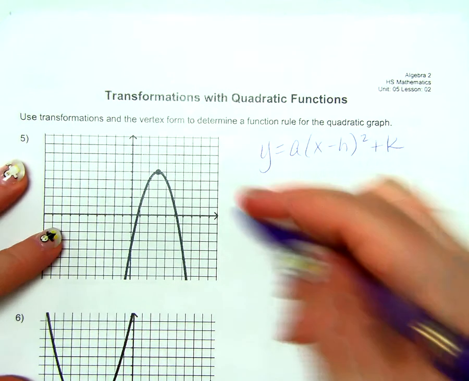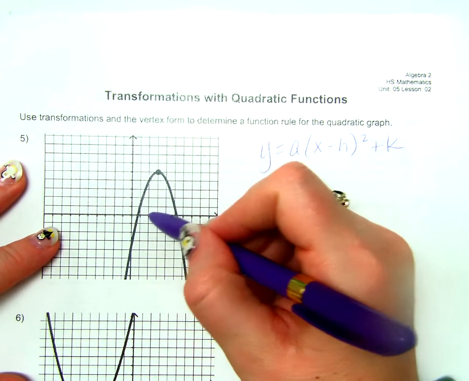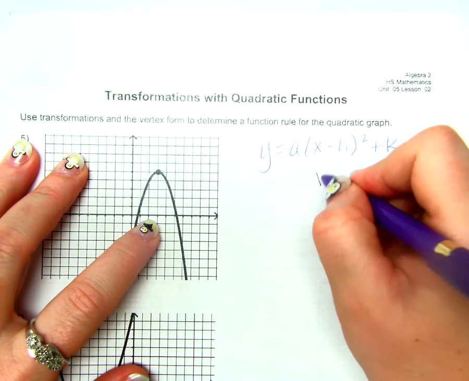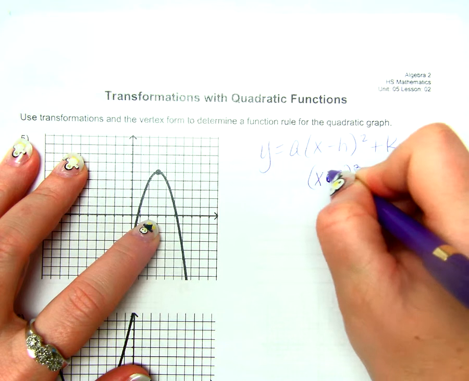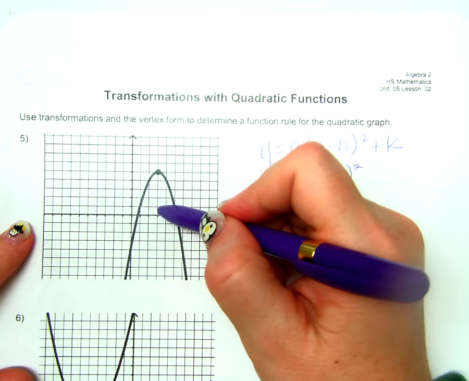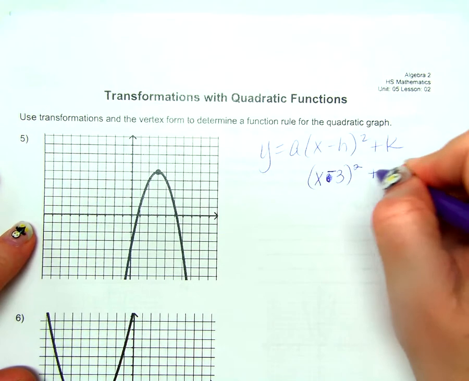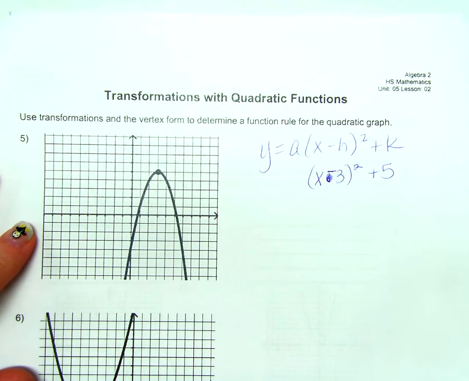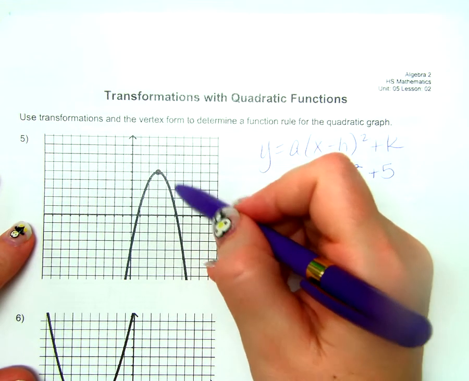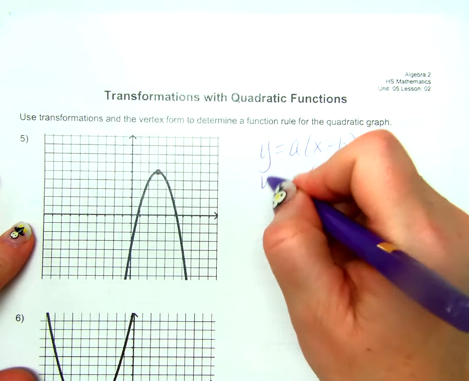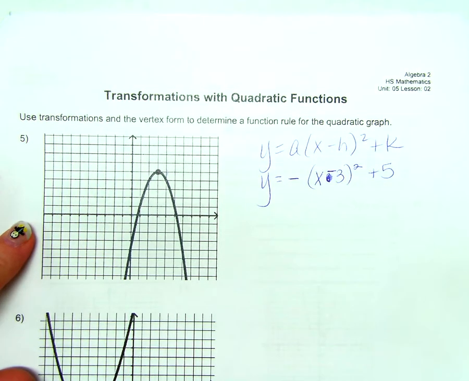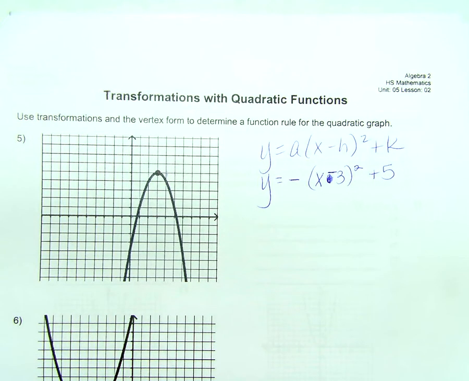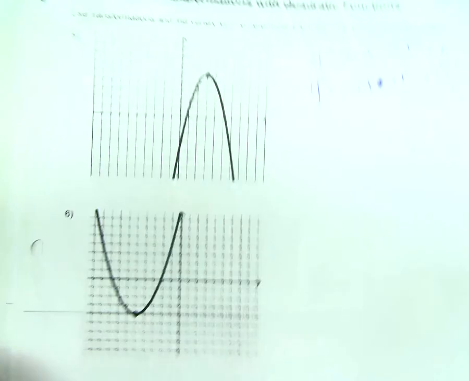Okay? The vertex is over to the right 3, so that's going to be x plus 3. Excuse me, minus 3. And then it went up 1, 2, 3, 4, 5. So that's up 5. That's the k. That's the vertical shift. And I can tell by the shape of this that it's the regular parent function shape, so there's not a multiplier. However, it is upside down, so I do have to have a negative. Okay? So look at 6.